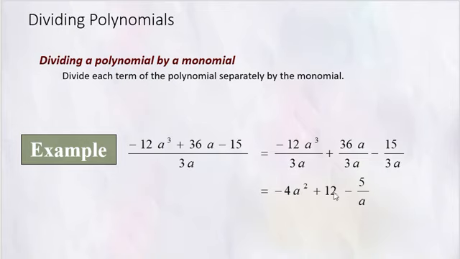So what we have over here is 12 divided by 3, so you get negative 4a squared. Since this a to the power 3 and the a's get cut off, we go down one power below, so this turns into a squared. This turns into 12, after 36 divided by 3 we get 12 over here. This one will simplify with the 3 over here, we get 5 divided by 8.